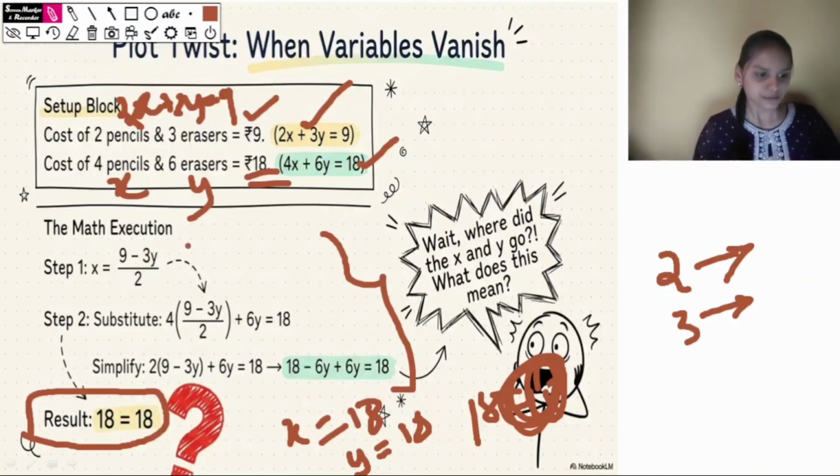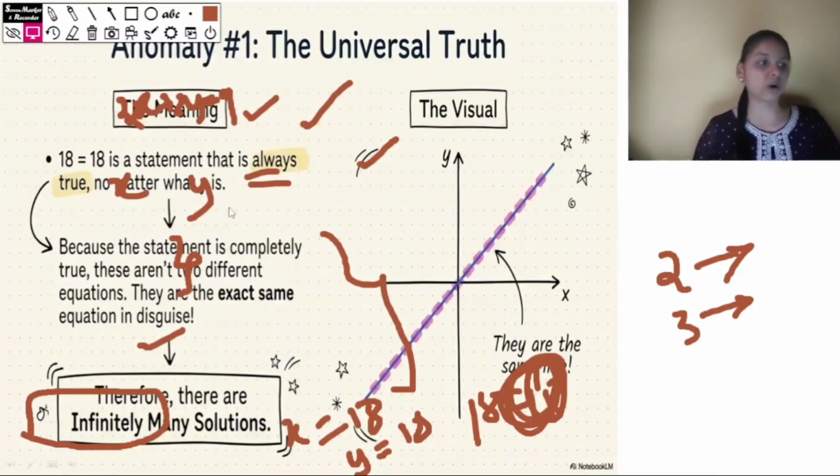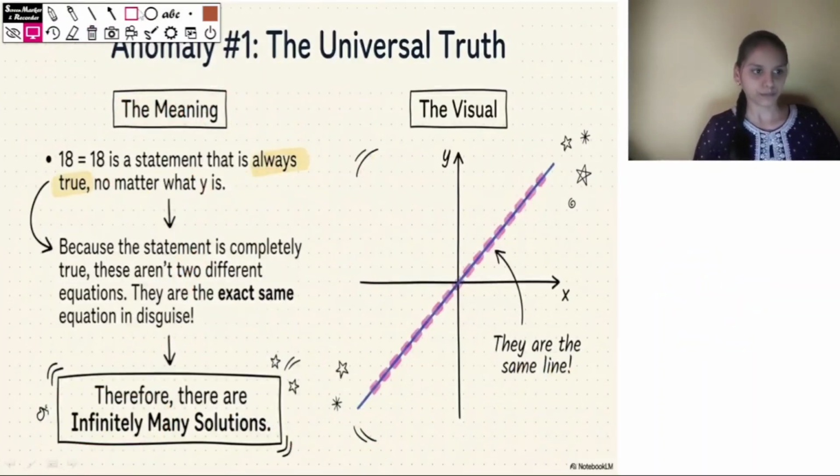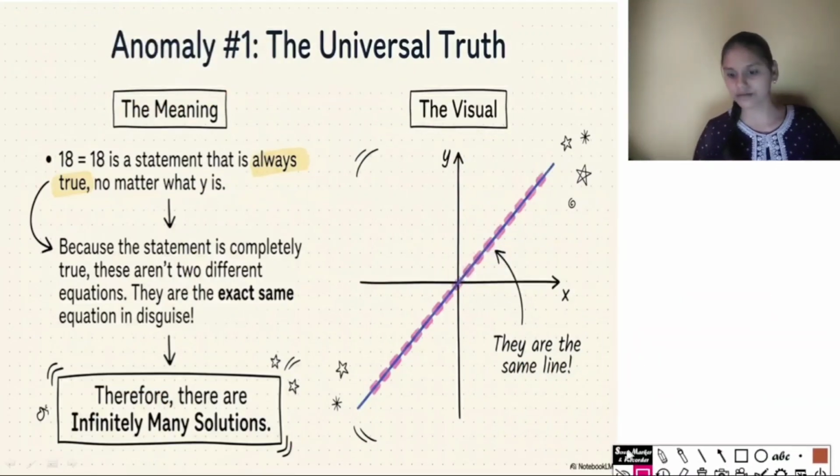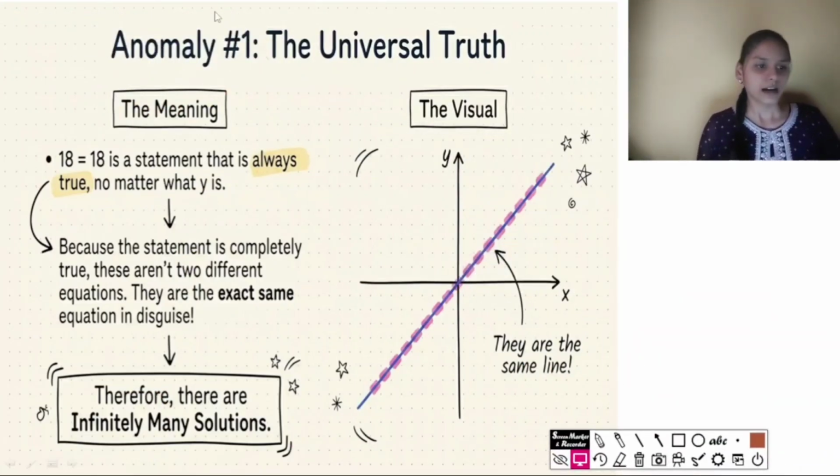Observe this. Now I substituted x is equal to (9 minus 3y) by 2 into this, and then I simplified it. So why am I getting this? What is the problem? It is not a problem. See, let me shift this here for now.